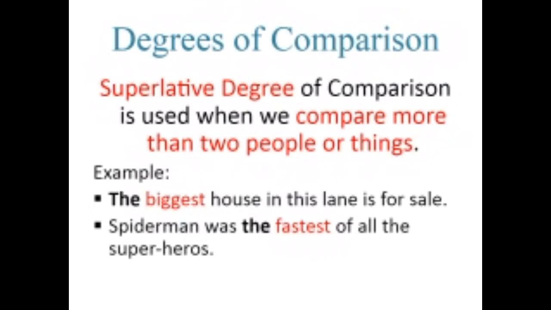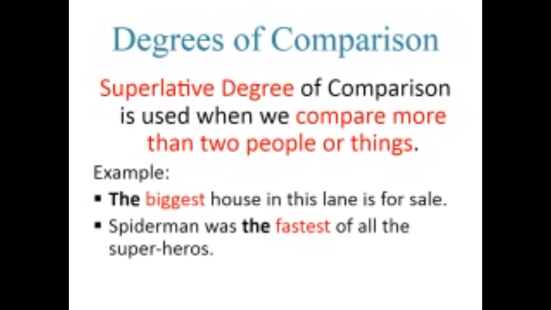Now, the third one is superlative degree of comparison, wherein the comparison is not between two people or things, but between more than two persons or things, right? So you have more than two, maybe three, maybe five, maybe 10, maybe 50. So out of all the things that are present, this one is of the superlative degree. The example is: the biggest house in this lane is for sale.